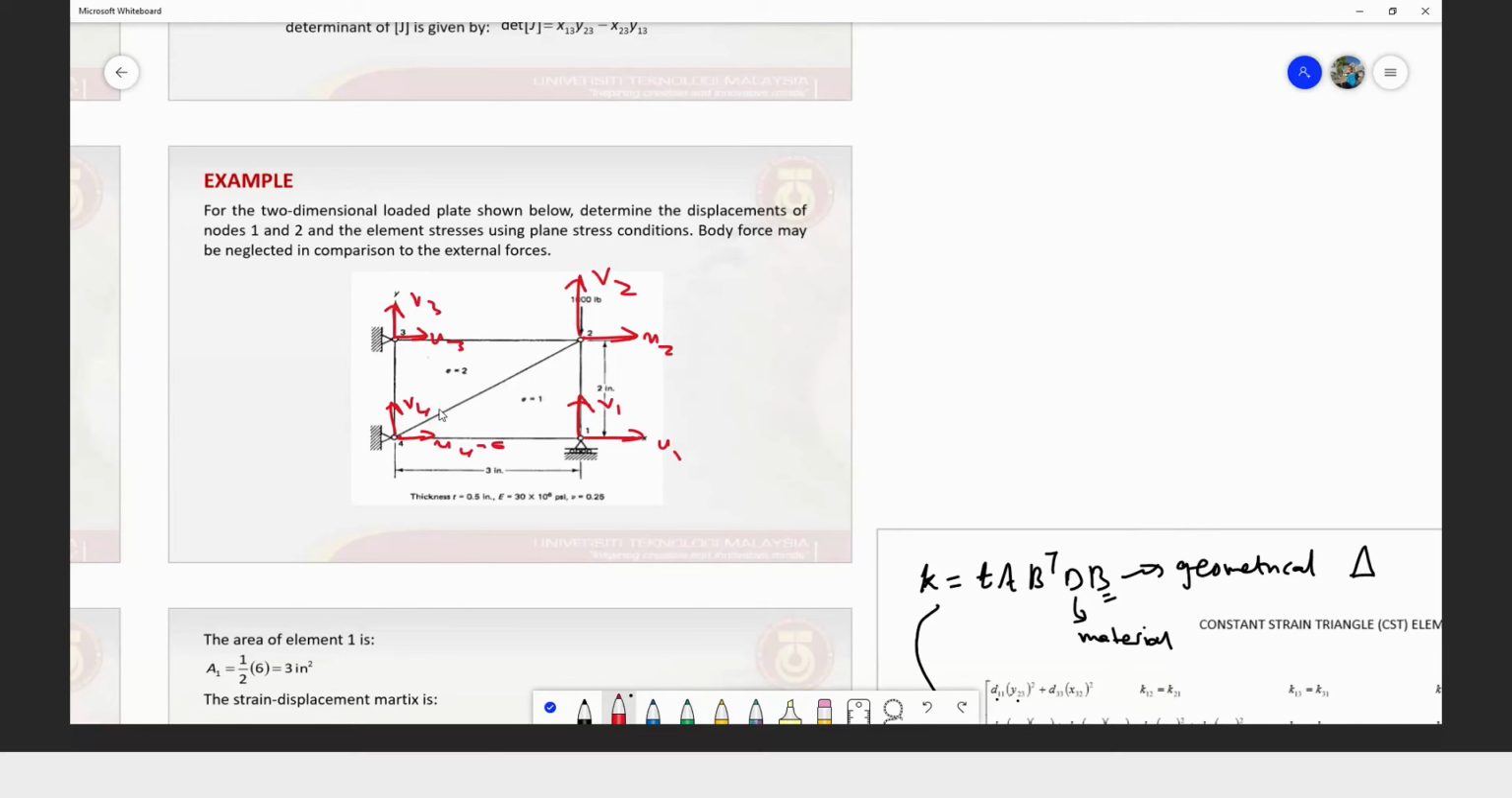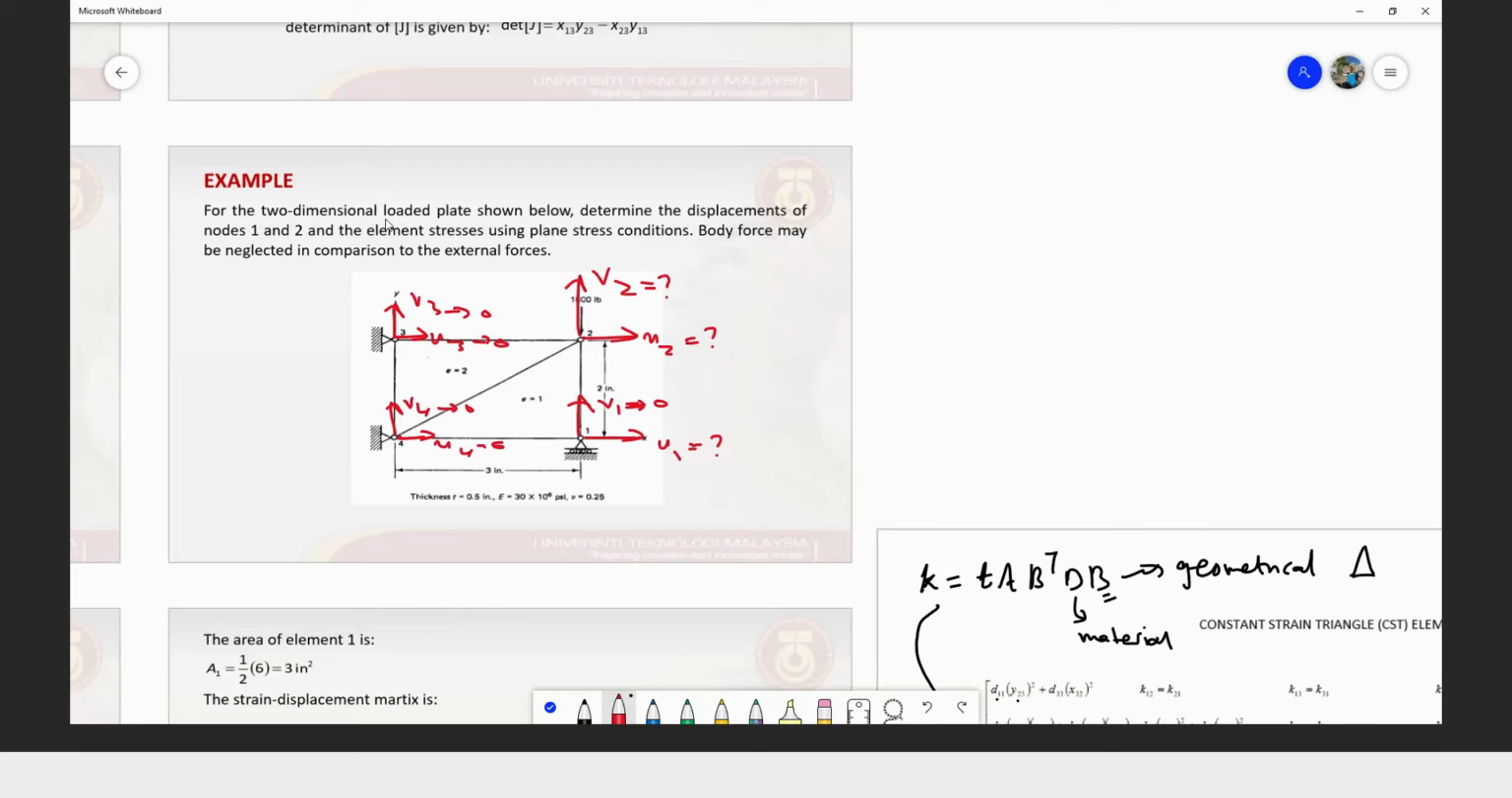So this one will be 0, 0, 0, 0. So V1 will be 0. So we need to determine U1, which is at node number 1. We have the pin roller, which allows this particular joint at node number 1 to slide to the left and to the right. So it has a degree of freedom in the horizontal direction. So we need to determine this as well, which is U2 and U3.